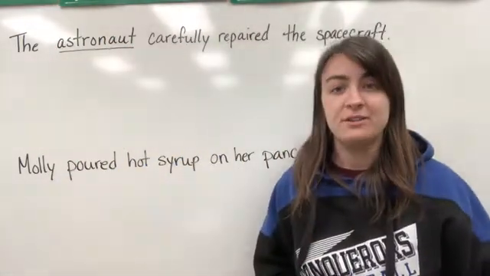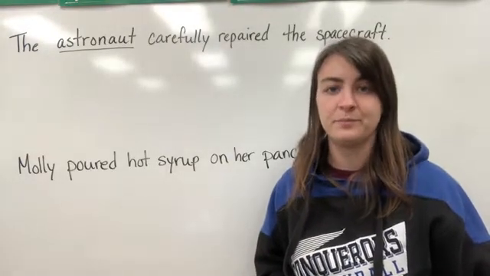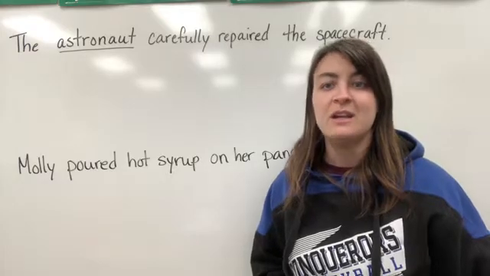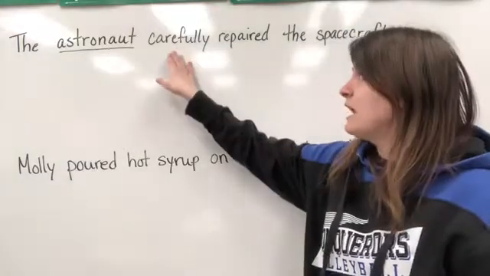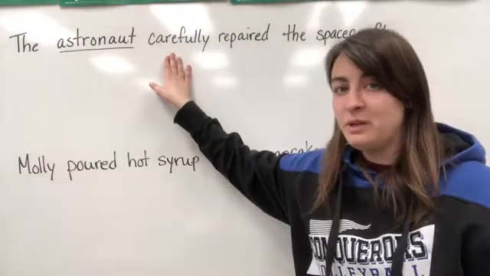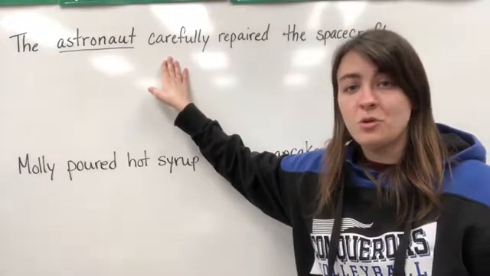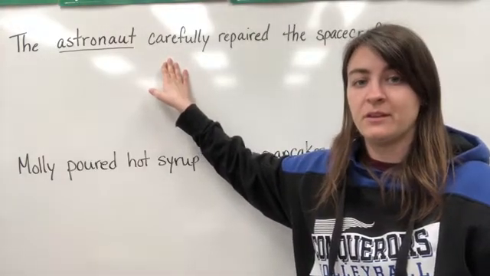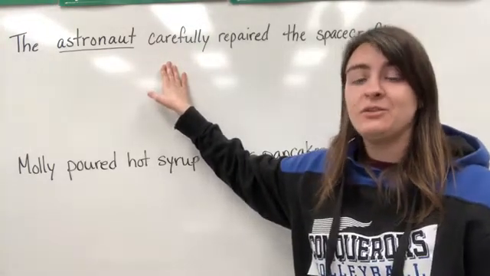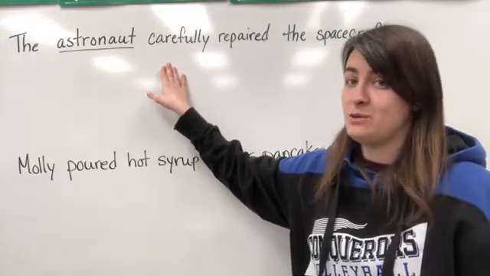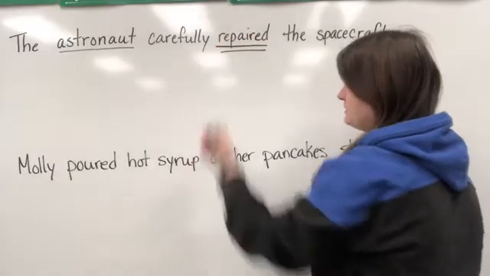Now, what is the astronaut doing? What's the verb in this sentence? What's the action that the astronaut is performing? That's right, repaired. Now we need to be very careful here because carefully almost sounds like it could be a verb in a way, but it's not. It's doing a different job in this sentence. Because can you show me the action carefully? No, you can show me how to do something carefully, but carefully is not an action. It's saying how you're doing something. So the verb is repaired, and we're going to underline that twice.